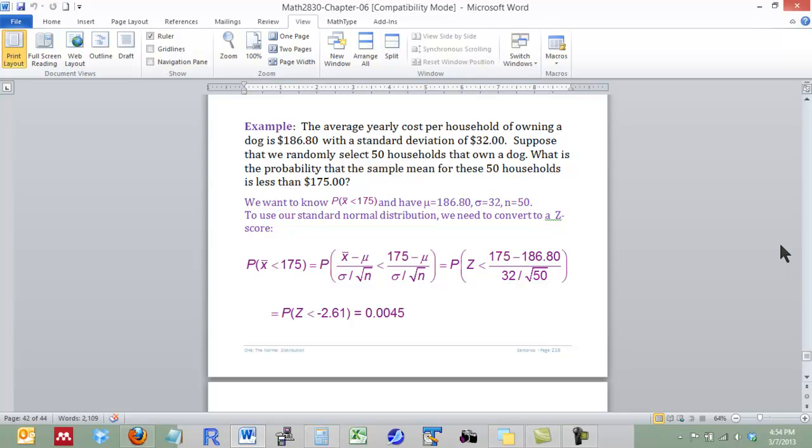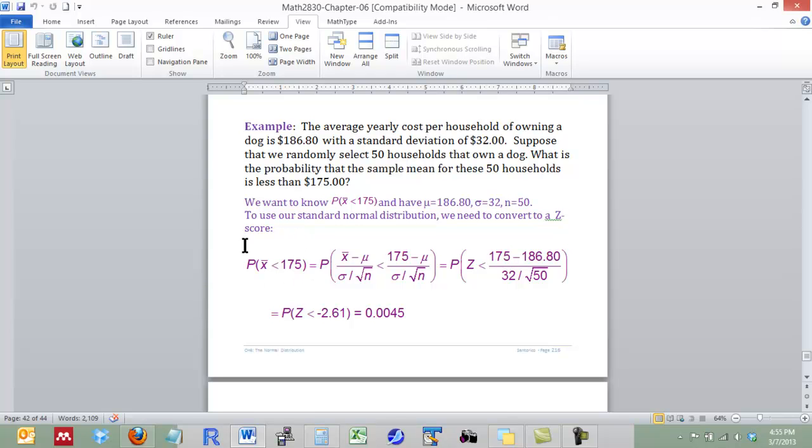Here's the question. What is the probability that the sample mean for these 50 households is less than 175? If you want to write that as a probability statement, this is what we're interested in finding out: what is the probability that x bar, our sample mean, is less than 175? We have our standard normal distribution to use for the calculation, which means we need to take our distribution from having a mean of 186.8 and a standard deviation of 32 to the standard normal by using our z-score. That's what I'm doing here.